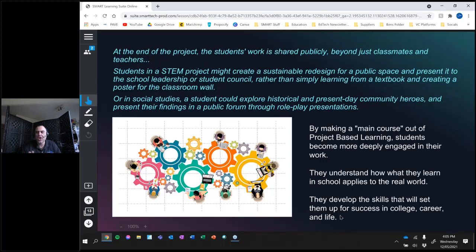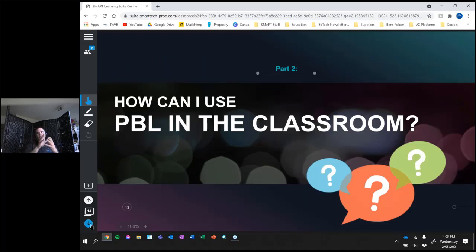So it's actually quite exciting. It's a great project, and it allows students to develop skills that set them up for success. Now, it says in college, but I mean as in university, in career and life, in moving forward in the future. So that's what project-based learning is. Hopefully that makes sense, and hopefully you're sitting there going, oh, okay, I get this.